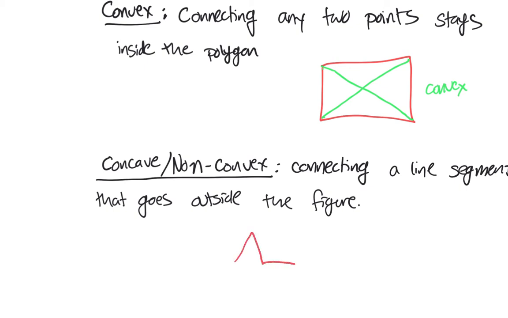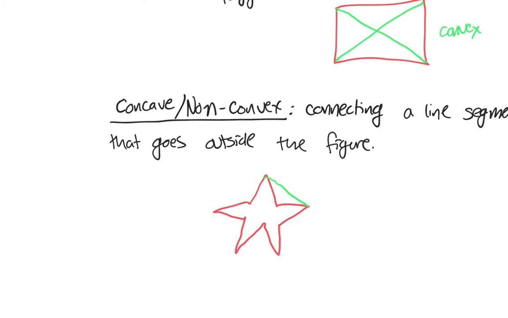And so the shape that I would use would be this star that I drew before. This star is a polygon. It fits all the criteria. But if I were to connect these two endpoints right here, that clearly goes outside of the figure. And so I would describe this shape as concave or non-convex. Or if I were to draw another example from up above, I could have something that looks like this. If I have any segment that connects the 2 points together that goes outside the figure, that's referred to as concave or non-convex.